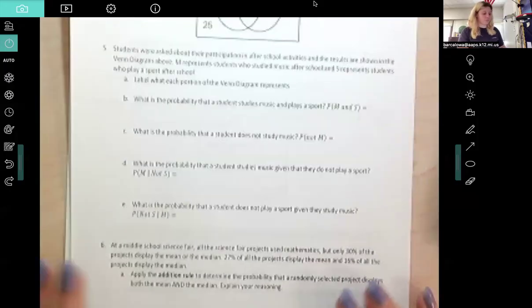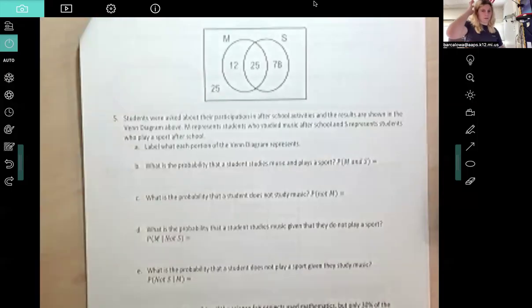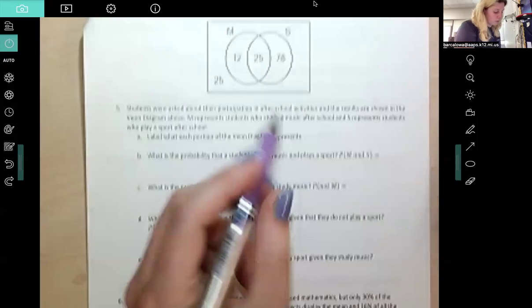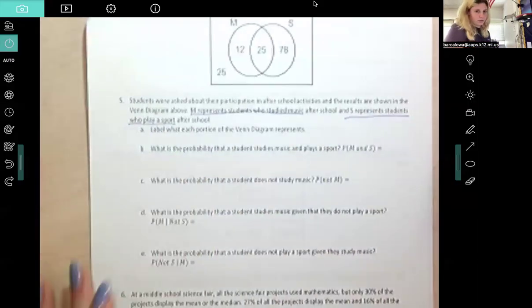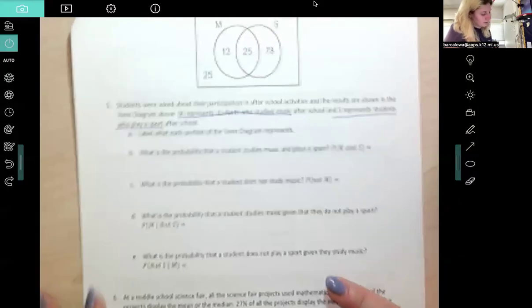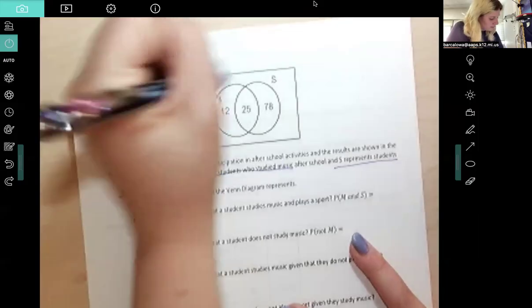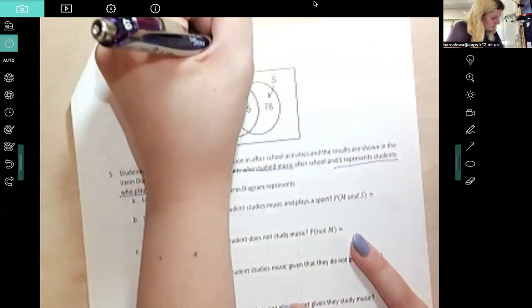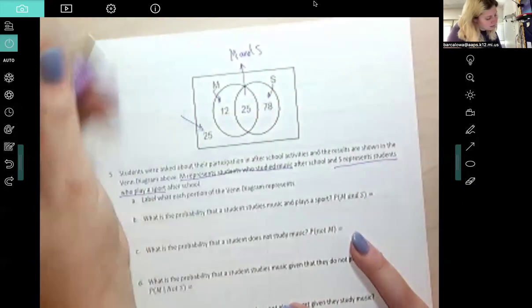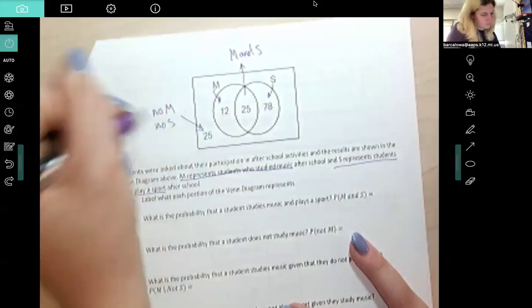Next picture. Students were asked about their participation in after-school activities, and the results are shown in the Venn diagram. M is students who studied music. S is students who play a sport. So label what each portion represents. Okay, this is music. This is sports. This is music and sports. This is no music and no sports.